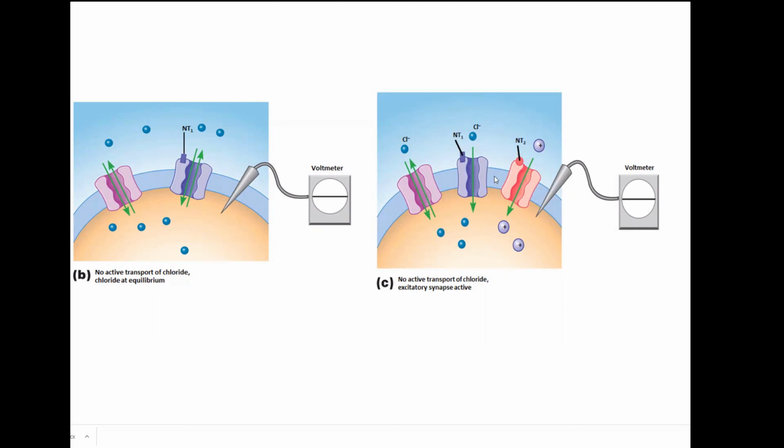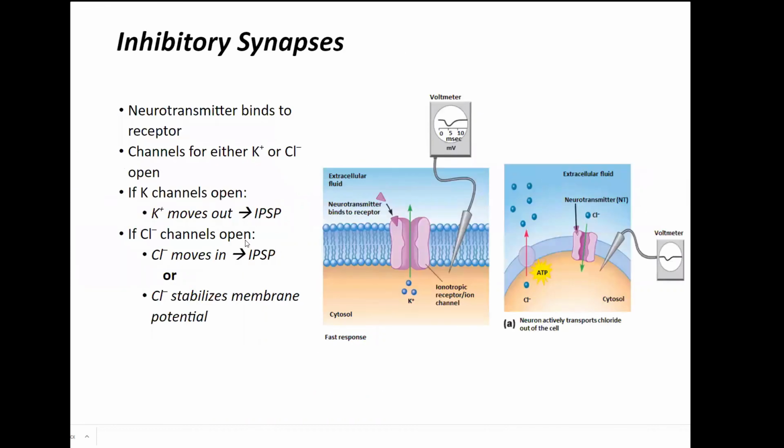So we'd still consider this inhibitory because it still makes it less likely to fire off an action potential, because basically it's turning off the effect of this excitatory neurotransmitter. Okay. So that's the stabilizing of the membrane potential.